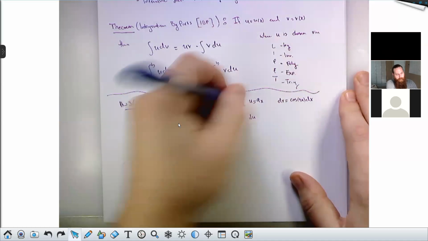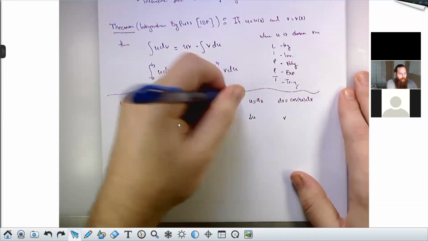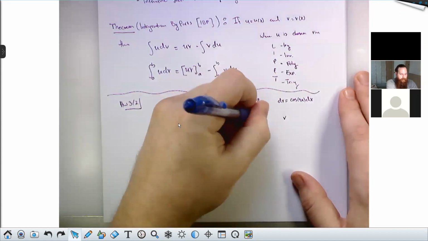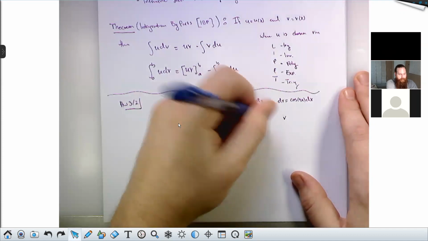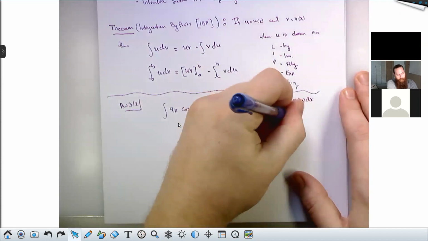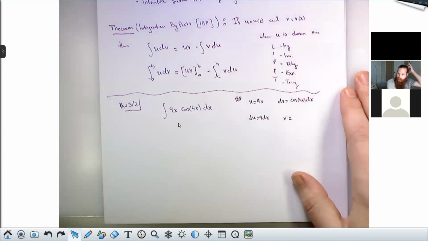I need to complete my IBP table. That means I need to find du and v, which are calculated from u and dv. If u is 9x, then du is 9 dx. And if dv is the cosine of 4x, this is a little micro u sub. So if that was just cos x, then v would be sine x.